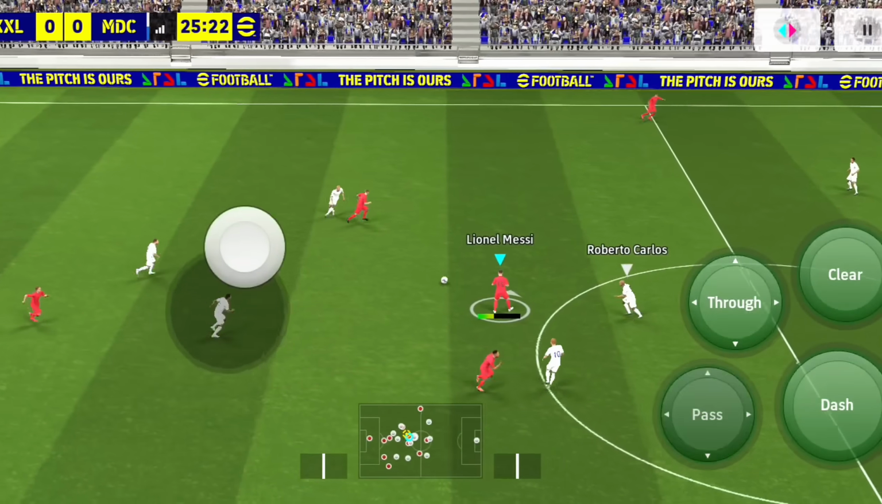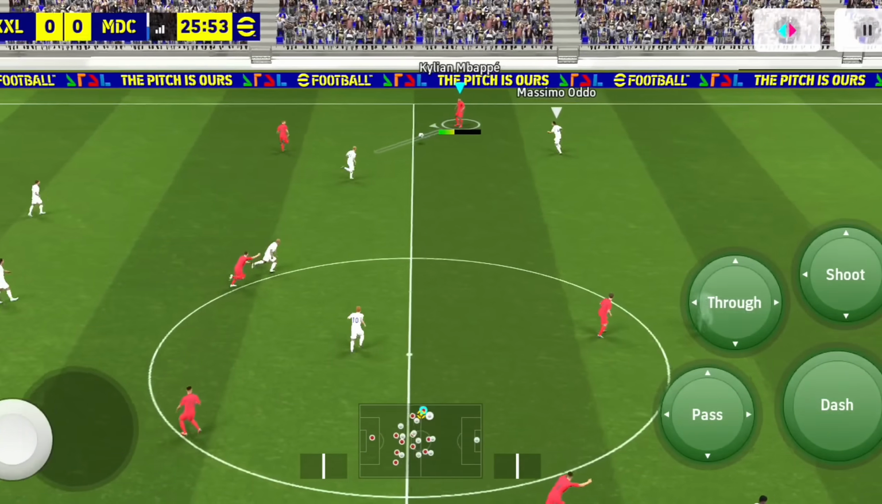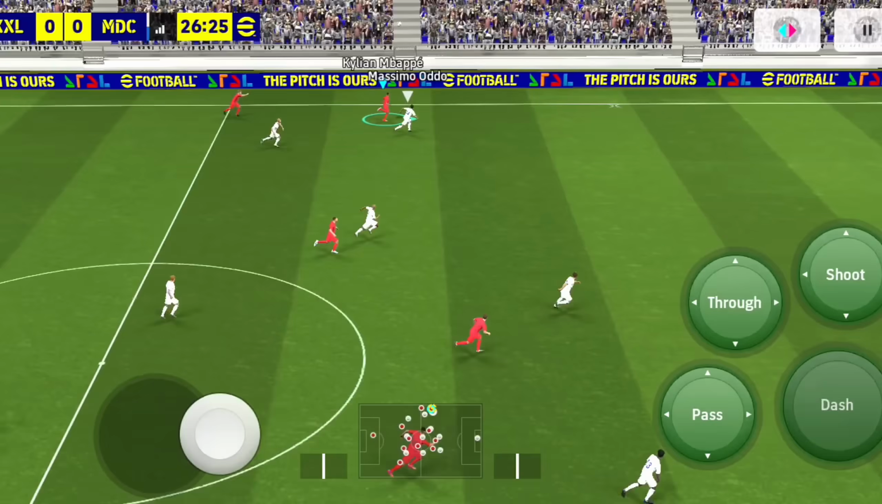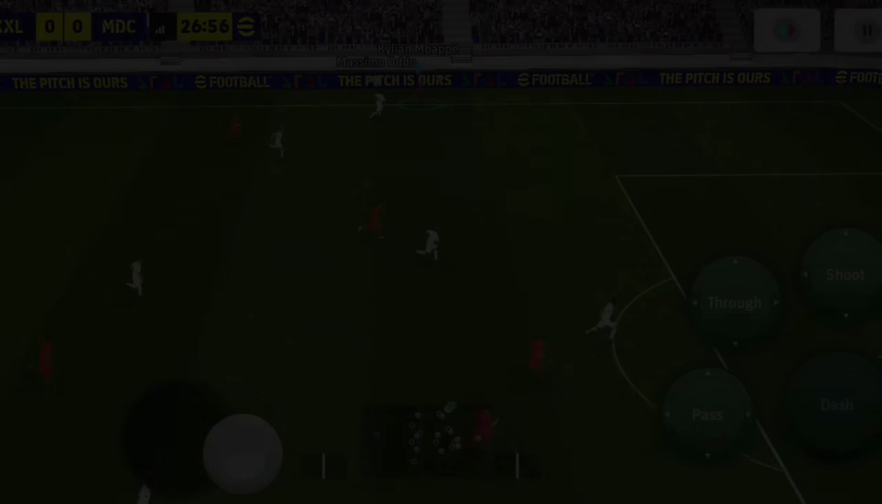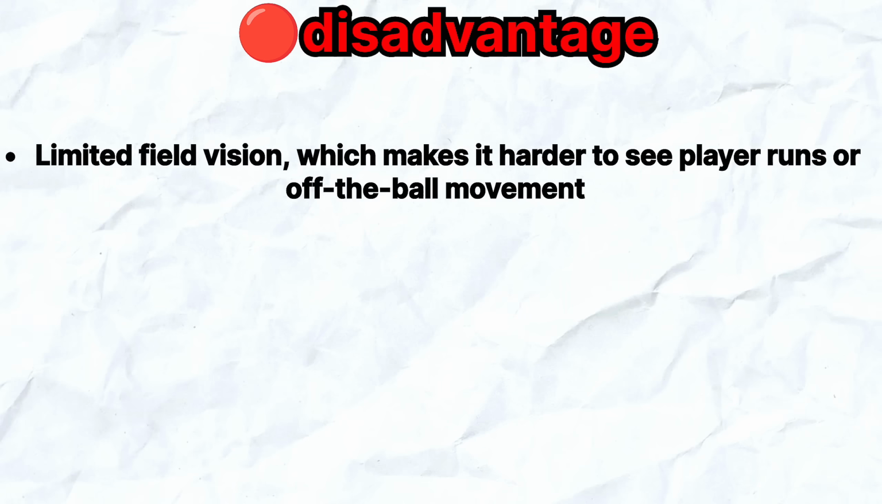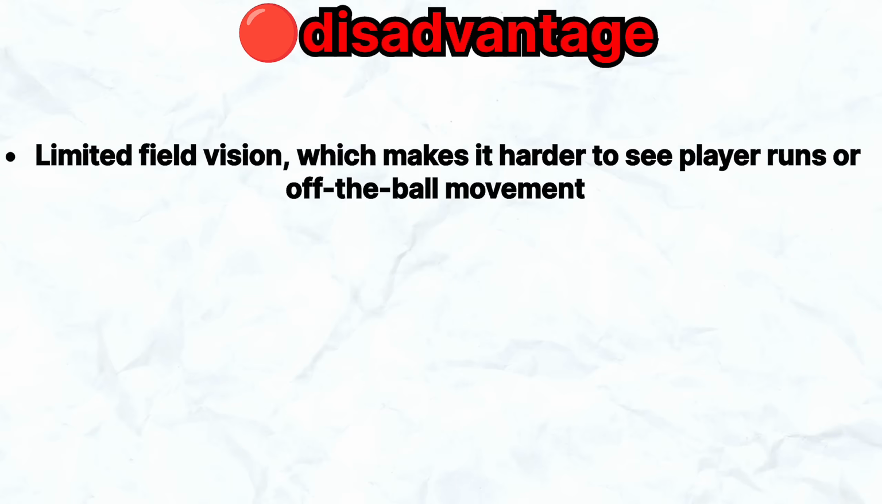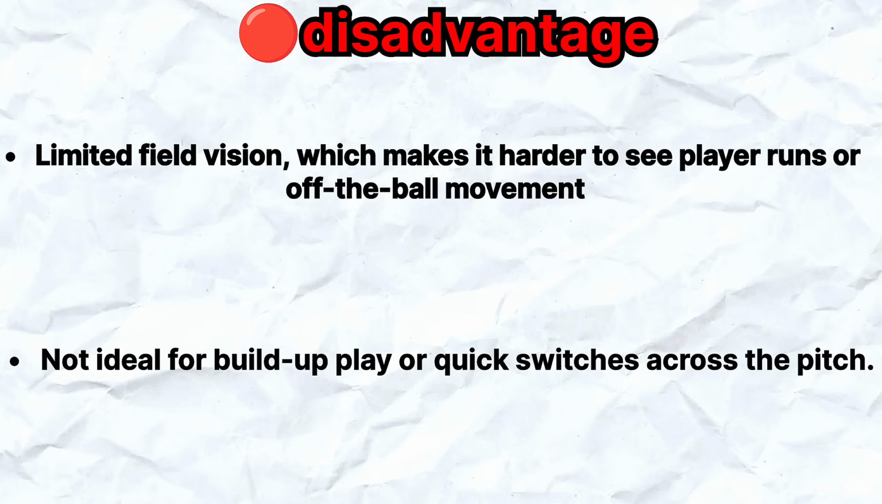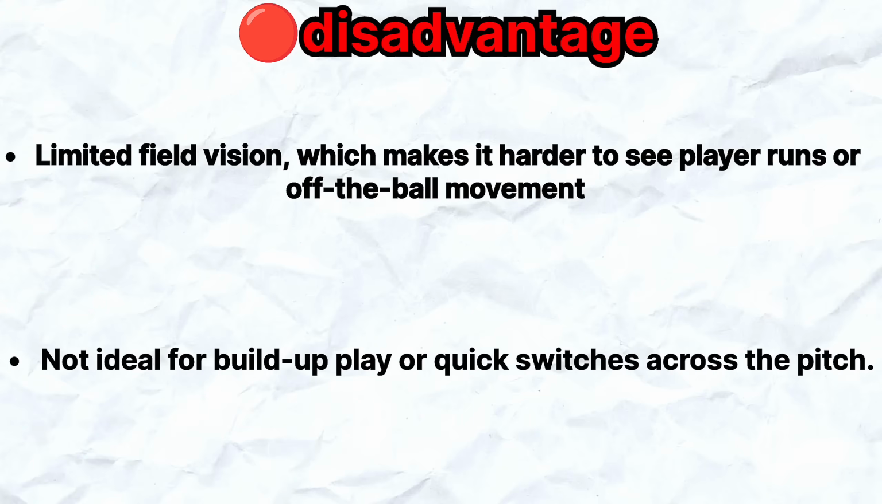But of course, the dual camera also has its downsides, and they can really affect your overall gameplay if you're not careful. Here are the main disadvantages. Limited field vision, which makes it harder to see player runs or off-the-ball movement. Not ideal for build-up play or quick switches across the pitch.